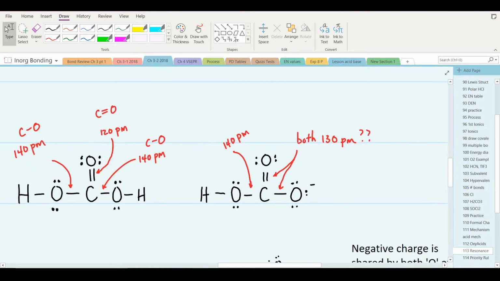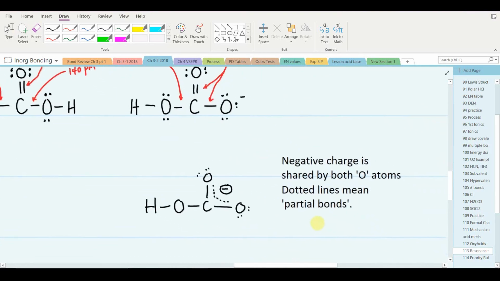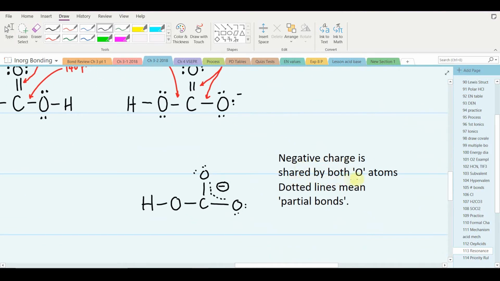So the true structure would look something like this. Negative charge is shared by both the oxygen atoms, and so we draw a dotted line indicating that there's a partial bond here, and so we have, you could say, 1.5 bonds on the top and 1.5 bonds on the bottom. Now this is a more realistic vision of what's actually present in the structure of the bicarbonate ion, but this particular better model is actually quite useless. We can't do much with it other than say this is what probably it is.